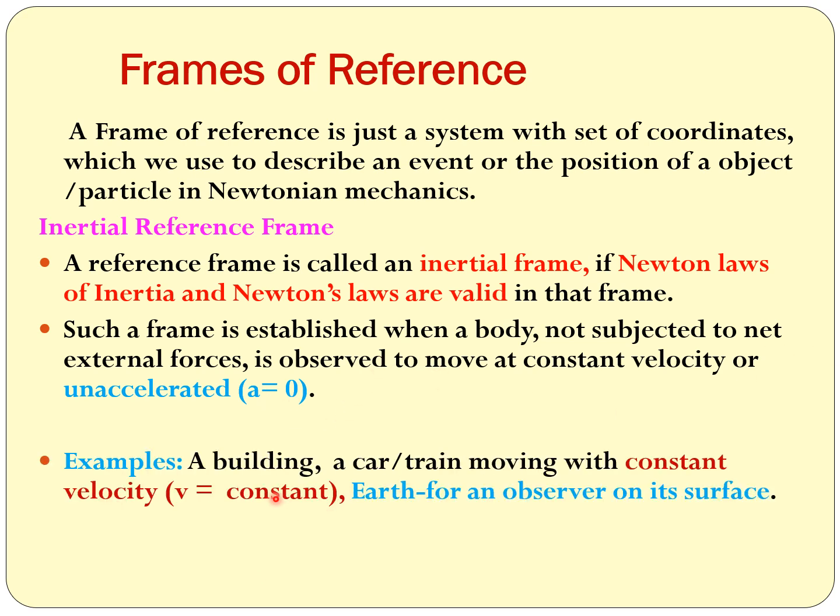And the examples are like a building or a lab or a car or a train moving with constant velocity, meaning v is equal to constant. And usually Earth has spin and orbital motion, and for an observer on its surface, usually we take Earth as an inertial frame of reference. Also the acceleration is very small in case of the spin of the Earth, so usually we take Earth as an inertial frame for the observer on Earth.